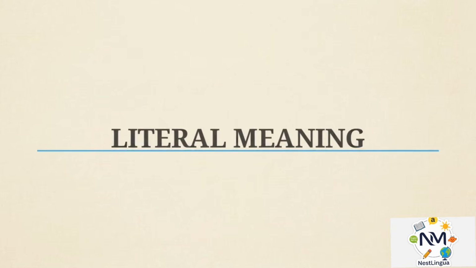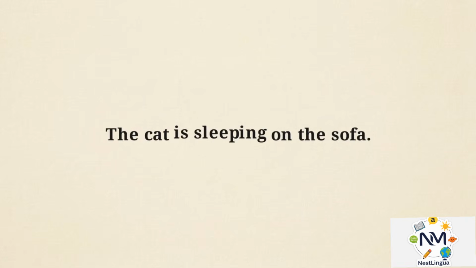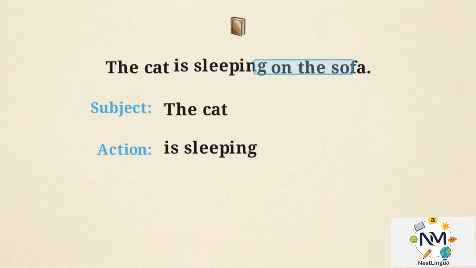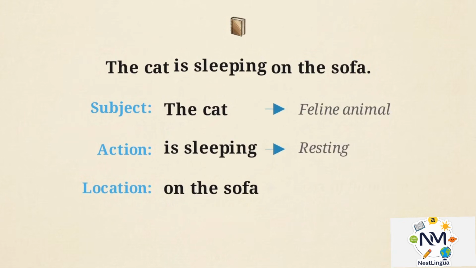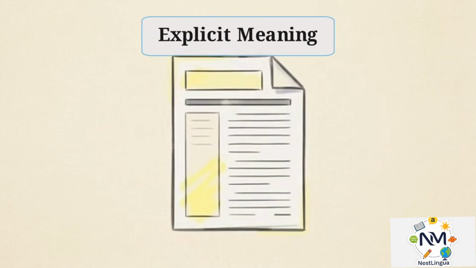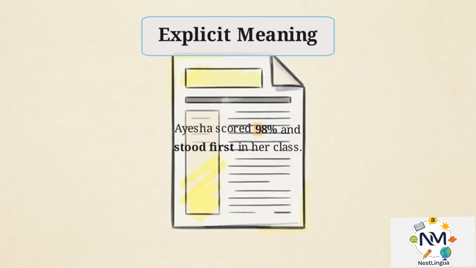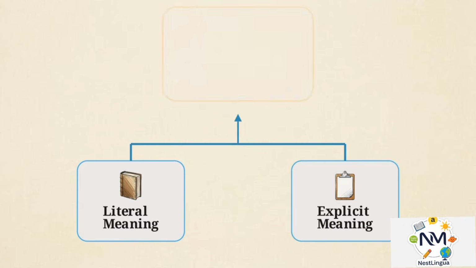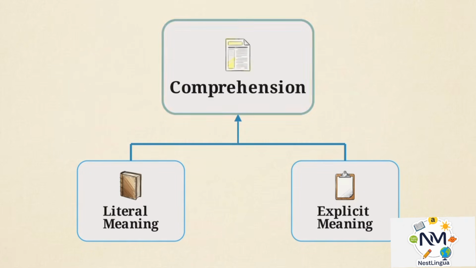We begin at the surface. The sentence, "The cat is sleeping on the sofa," has a strict literal meaning. This requires taking the words at their dictionary definitions, without any outside interpretation. A feline animal is resting on a piece of furniture. Explicit meaning is similarly direct. If a text reads, "Aisha scored 98%," the writer is handing you an undeniable fact. They are stating a data point clearly, so you don't have to search for it. Because both literal and explicit meanings exist right on the page, they form the necessary baseline for higher-level comprehension.